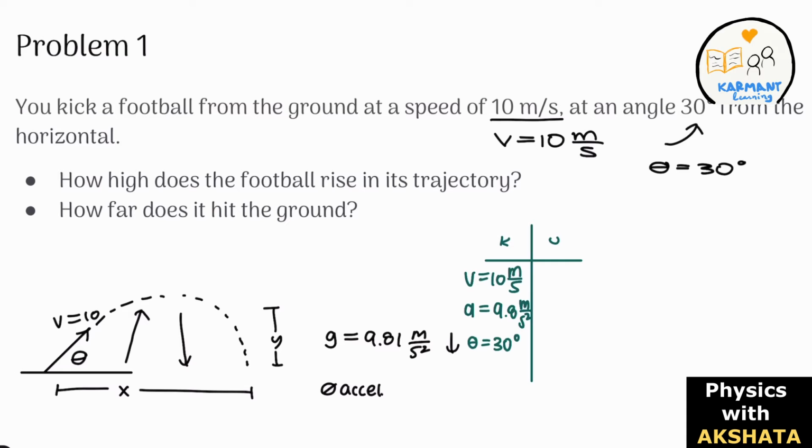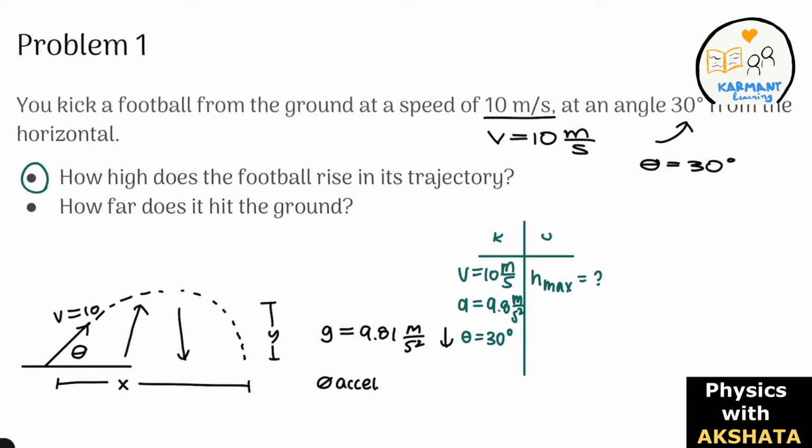Our unknowns are how high the football rises in this trajectory, so h max, and how far it goes before it hits the ground. But we'll just focus on the first one right now. Before we start solving this problem though, I want you to note that we have a hidden zero. That will really help us out when solving.